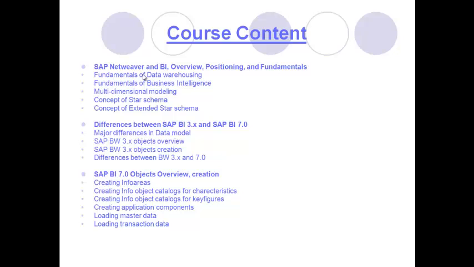So we are going to discuss BW 3.x and then BW 7.0, all the objects creation, like creating info areas, info object catalogs and characteristics, key figures, and creating application components, loading master data, loading transaction data. All these topics we are going to cover. We will cover loading master data in the 3.x data flow, so that you can understand the 3.x data flow much better. One data flow we will do in 3.x, and the rest of the data flows we will do in 7.0.